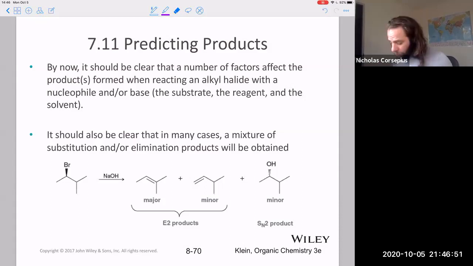Because we know that in a lot of cases, we're going to get a mixture of both elimination products and substitution products. And so the question is, what happens more? What's going to be my major product? That's going to be something that I'm going to ask you a lot. Here are two sets of reactants. Give me all the products and determine which one is the major product. So let's go through how we would figure that out.